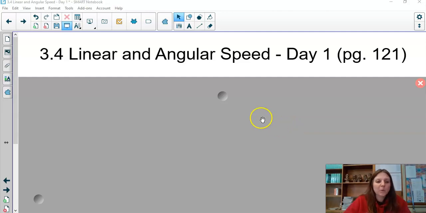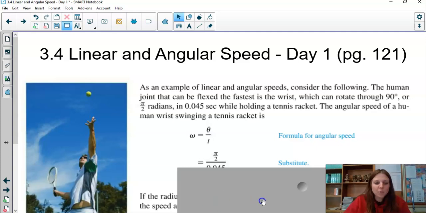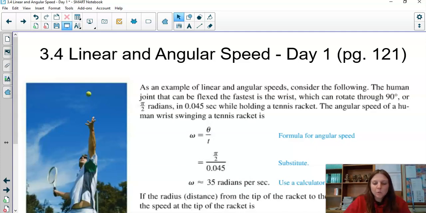Hi everybody, this is 3.4 linear and angular speed. If you look this up on page 121 in the textbook, you will see that when you're talking about linear and angular speed, you can consider the following. The human joint that can be flexed the fastest is the wrist, which can rotate through 90 degrees or pi over 2 radians in just a fraction of a second, 0.045 seconds.